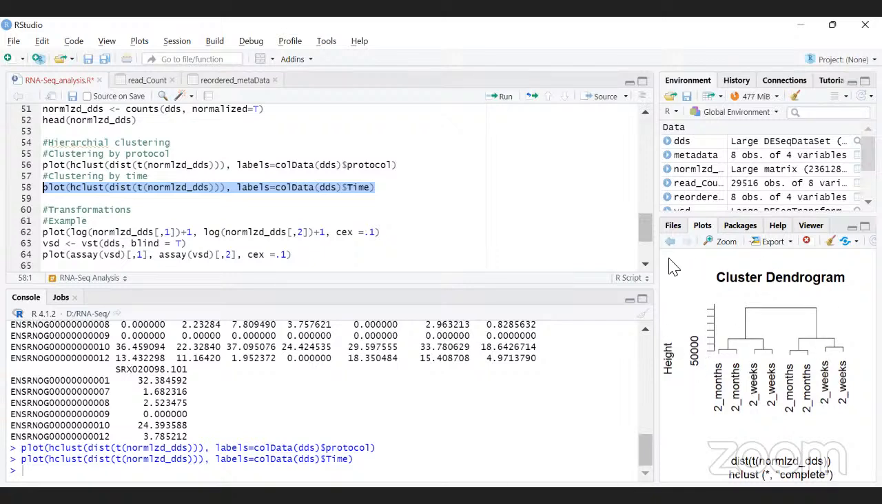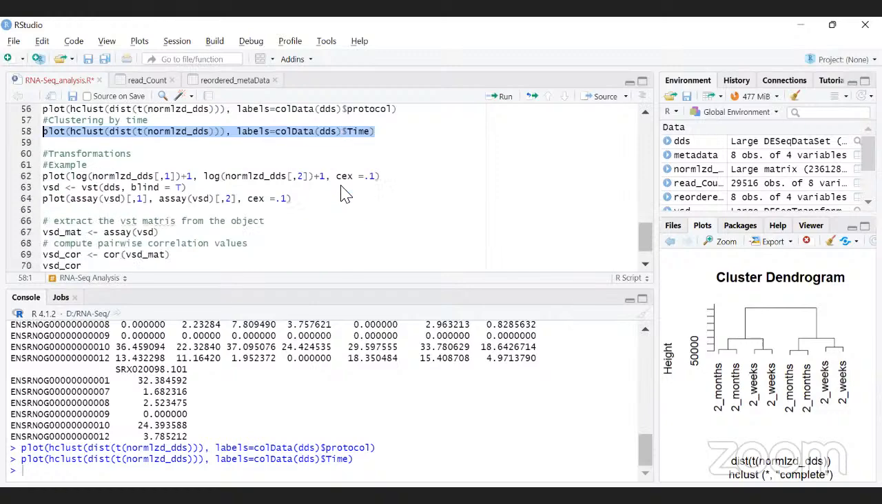So EDA is the very basic step that you want to be really sure about before going through any other kind of analysis.